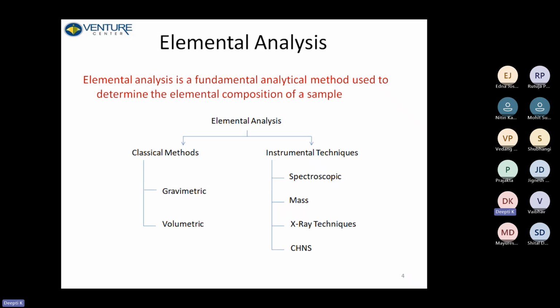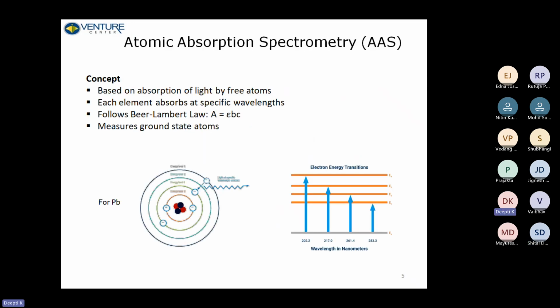So with advances happening, what we will cover in this section is the instrumental techniques. The instrumental techniques for elemental analysis can be broadly categorized into spectroscopic, mass-related, X-ray techniques, and CHNS. So let's take the first one, spectroscopic analytical methods. So in AAS, AAS by far is the most popular and the most old instrumental analytical technique available for elemental analysis.